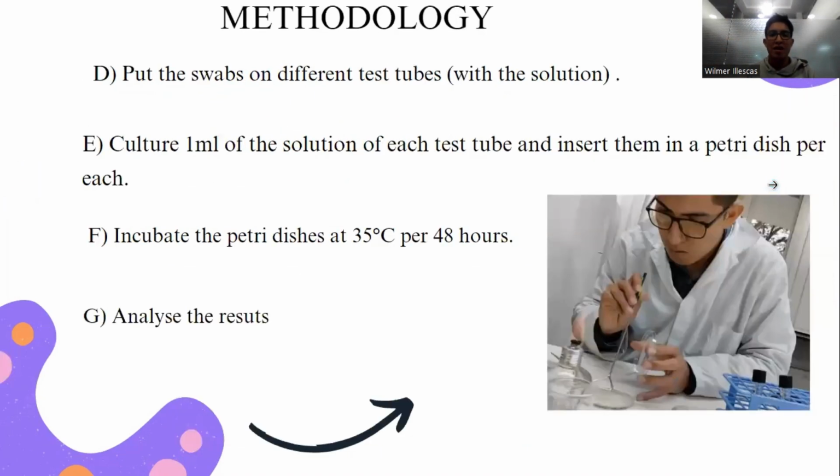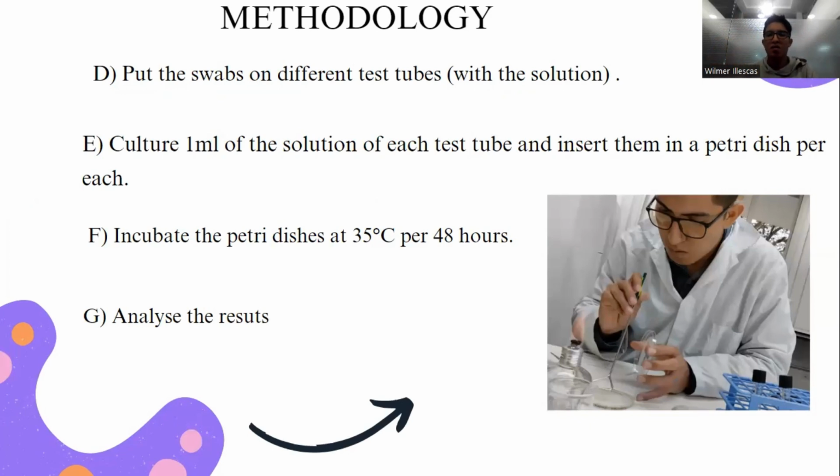Then the next step, as it says in D, is to put the swabs in different test tubes with the solution. As I said, after we spread out the swabs, we put each swab into a test tube. It means that we're going to have two swabs and we're going to put them into separate test tubes.